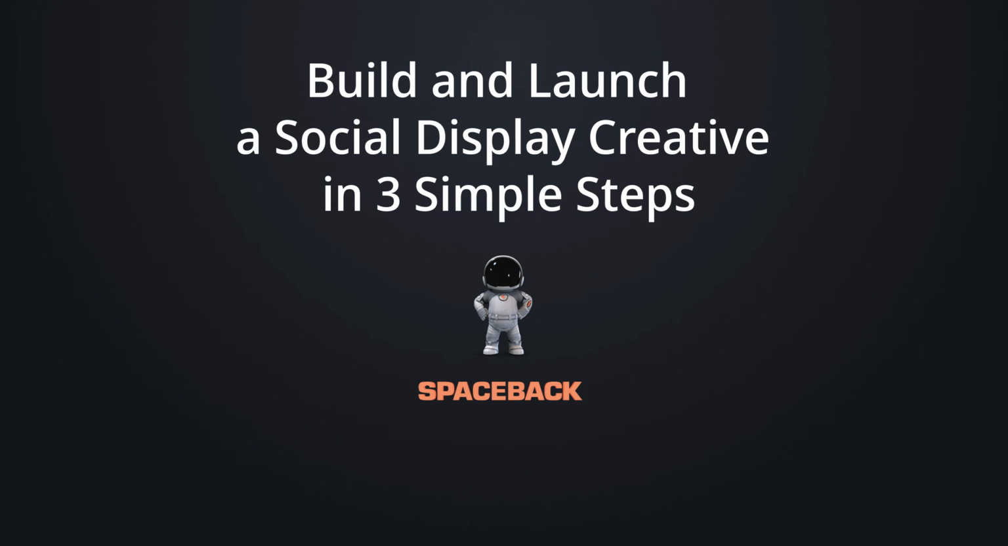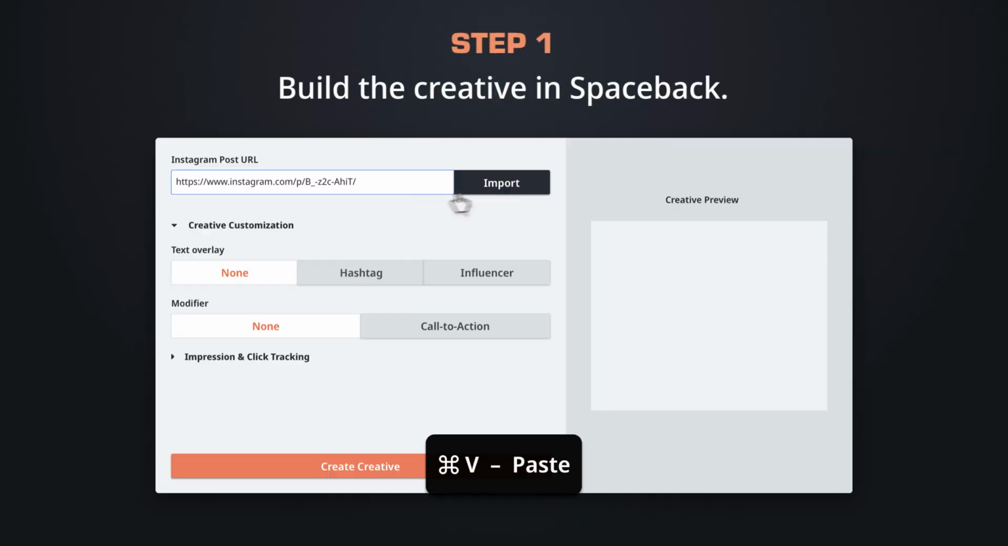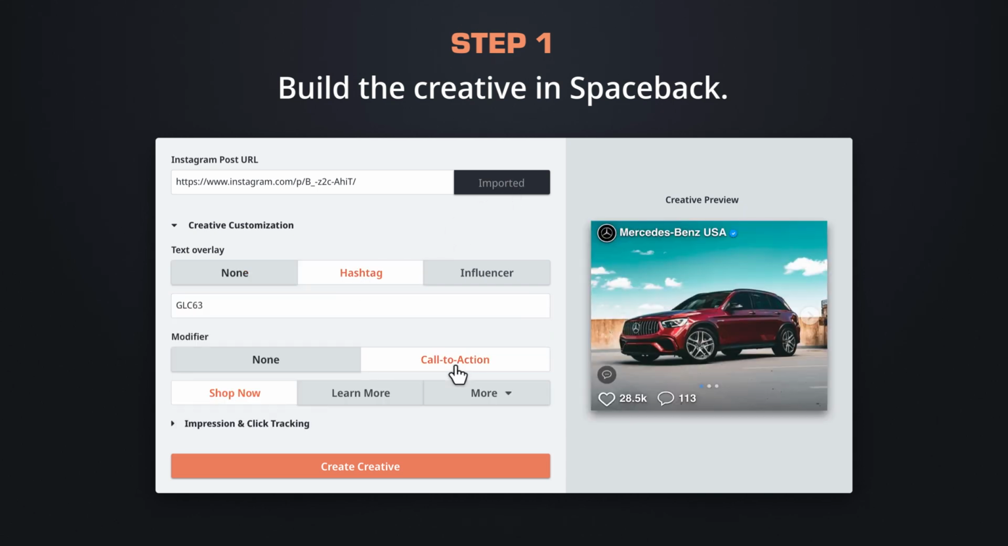Launching a social display creative takes three simple steps. Step 1. Build a creative in Spaceback by importing the post into the app.